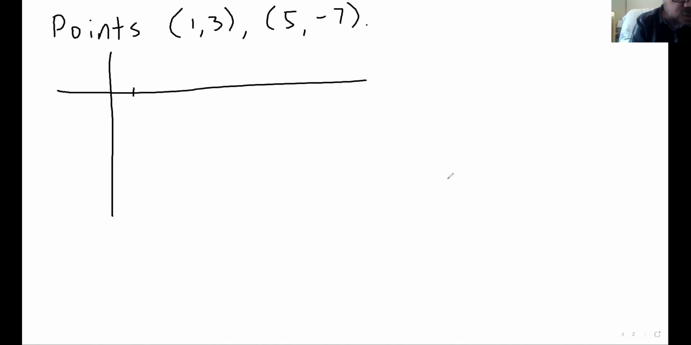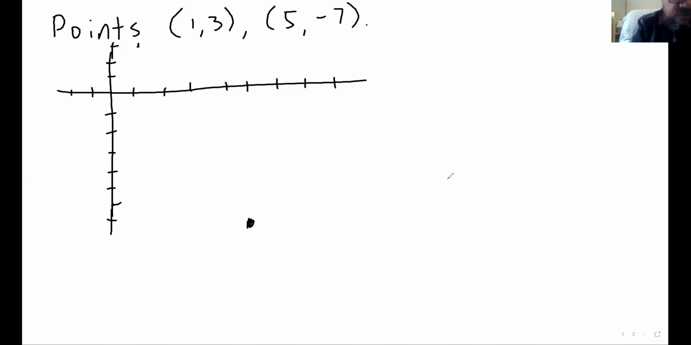So 1, 2, 3, 4, 5, 6, 7, 8. That's not the greatest hash marks I've ever done. So 1, 3 is like here-ish. And then 5, -7, 2, 4, 5, and then 6, 7. Okay, so that one there-ish, something like that.